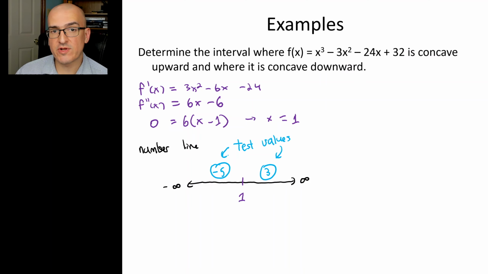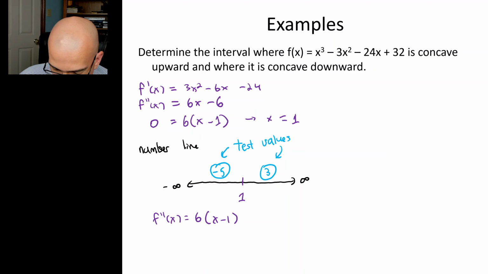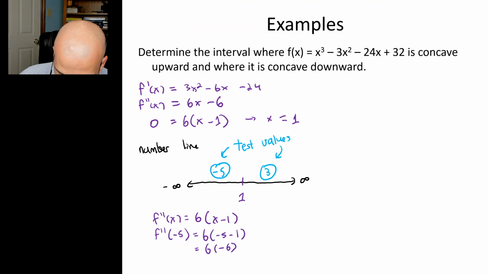Okay, next, what do we do? Well, we plug them into that second derivative. I'm going to plug them into the factored form. So f double prime of x is equal to 6 times x minus 1. We're going to evaluate the second derivative at minus 5. We'll get 6 times negative 5 minus 1. So 6 times negative 6, which is negative.